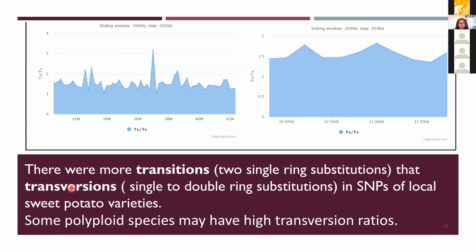Of course, transversions require much more energy than transitions. And as you can see, for most genomes, therefore, transitions are quite normal, and they tend to have more of those than transversions. This is what we saw in our genome. So we were quite pleased that up to this point, the data was fairly robust.